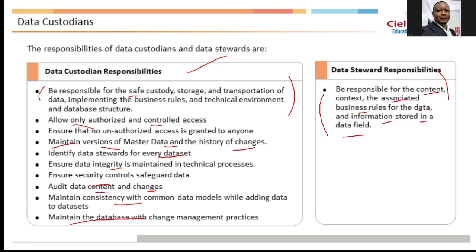When we talk about content and context management, we're simply saying that the steward is responsible for managing the content, the context, and the business rules associated with the data. This can include making sure that the data is accurate, consistent, and aligned with the organization's goals. So this person works hand in hand with the data custodian to ensure that the data is consistent, and also that the data's content, like the customer's name, address, sales figures, and transaction details, adheres to the organization's business rules as well as policies.